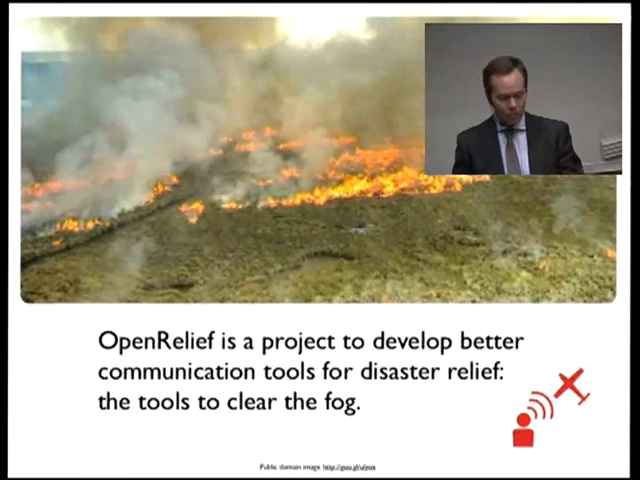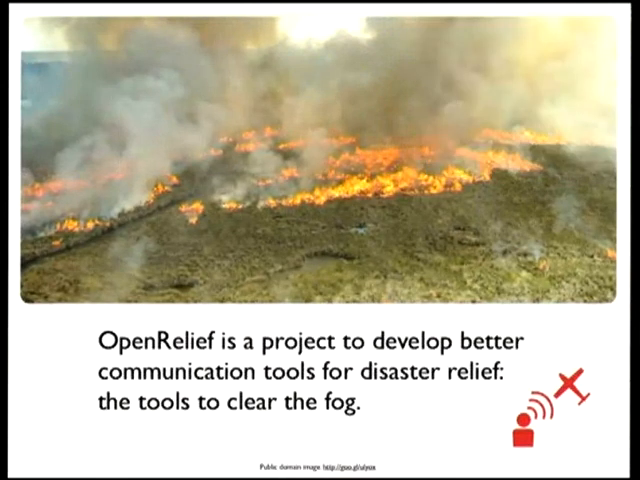Now, OpenRelief is a project to try to plug some of the gaps. It's trying to develop tools to help people respond more quickly. In particular, we're trying to solve the problem of understanding what just happened, clearing the fog a little bit, so disaster relief can be quicker. Again, a good illustration is the Tohoku disaster, where it took almost 2 weeks before we had a clear understanding of the geography and human situation inside the disaster zone.